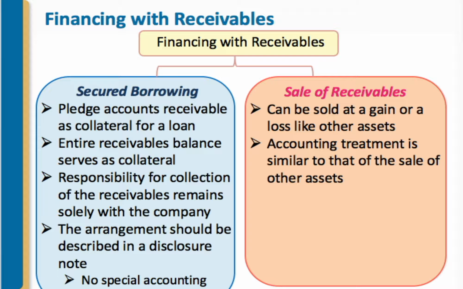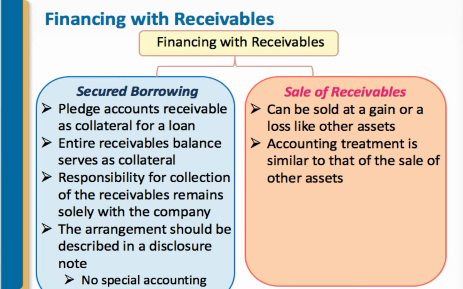The various approaches used to finance with receivables differ with respect to which rights and risks are actually retained by the transferor, who's the company who is the original holder of the receivable, and which are actually passed on to the transferee, who's the new holder, or the financial institution. Despite the differences, any of these approaches can be described as either a secured borrowing.